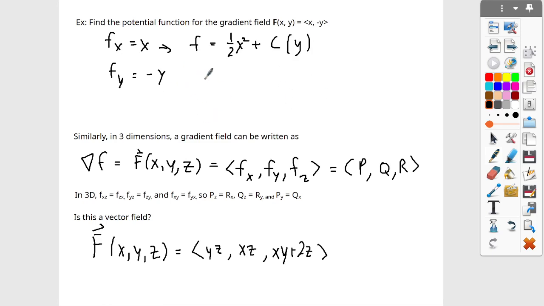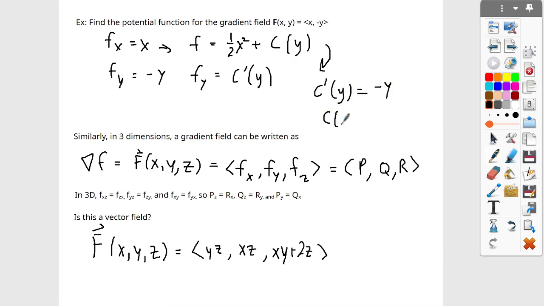So how do we find that out? Well, now we do f with respect to y, right? So now we take this f right here. This is kind of the algorithm. So if we take this f right here, and we differentiate with respect to y, what's 1/2 x squared differentiated with respect to y? 0. And what's c of y with respect to y? It's c prime of y. So what are we getting? We're getting c prime of y is equal to negative y.